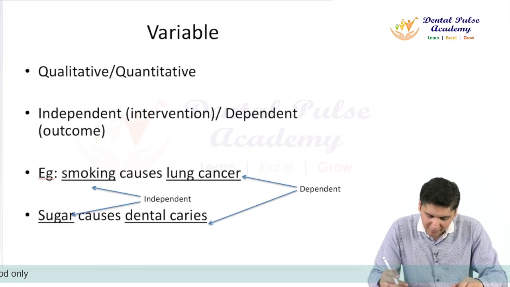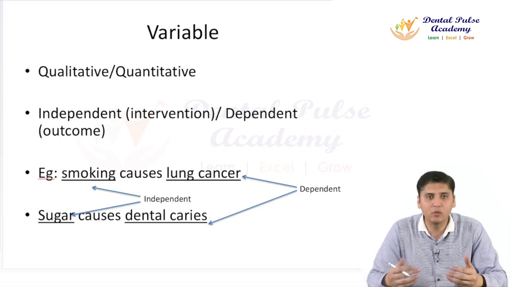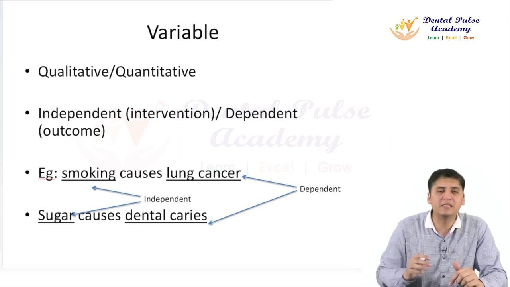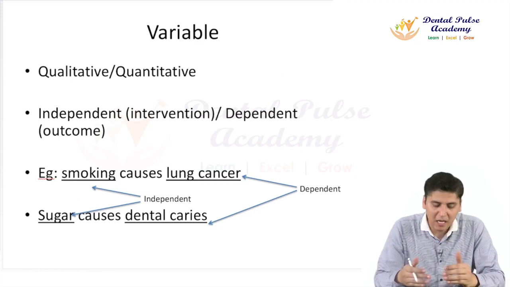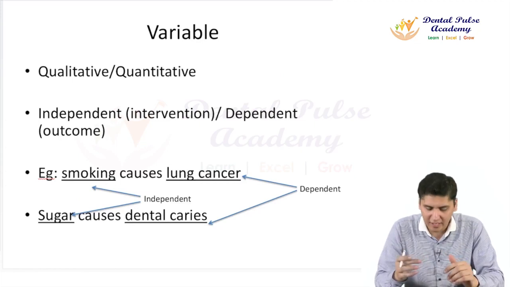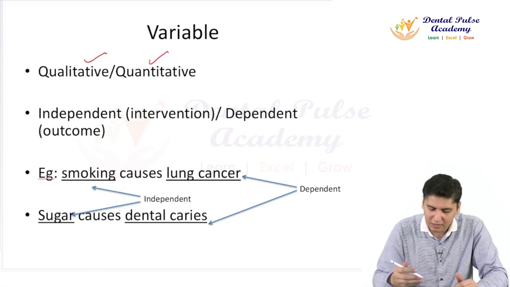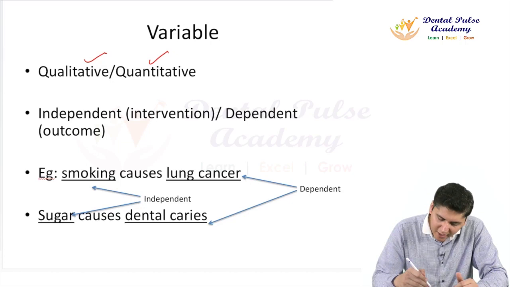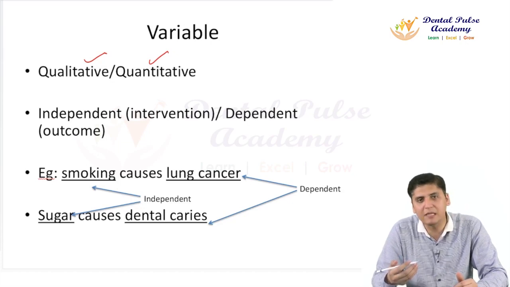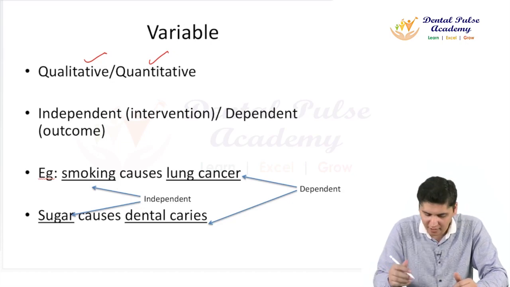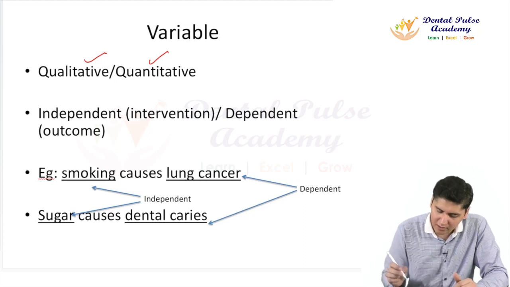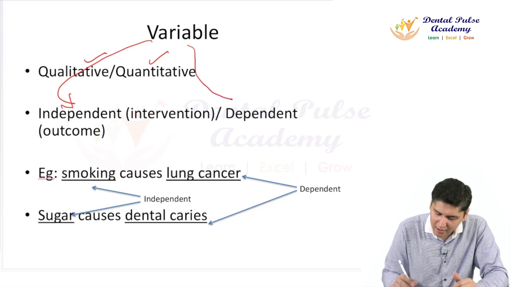Next term that we need to know is variable. As I told you initially, a variable is something that varies and data is recorded under the variable. So variable is of two types, qualitative and quantitative. The variable that measures qualitative data is a qualitative variable and the variable that measures quantitative data is a quantitative variable. Simple. However, there is another classification of variable, which is independent and dependent.